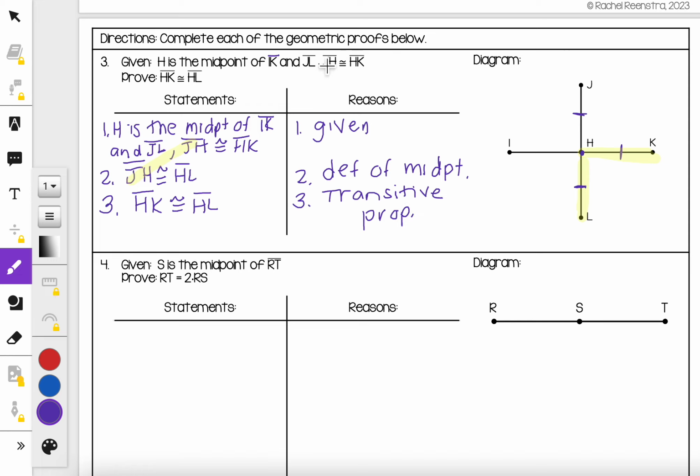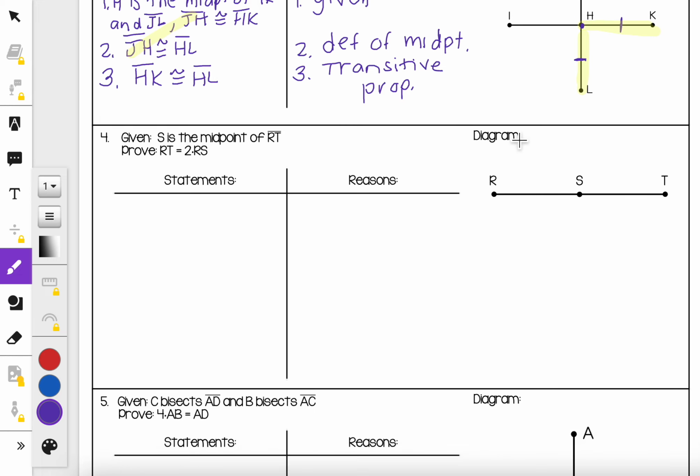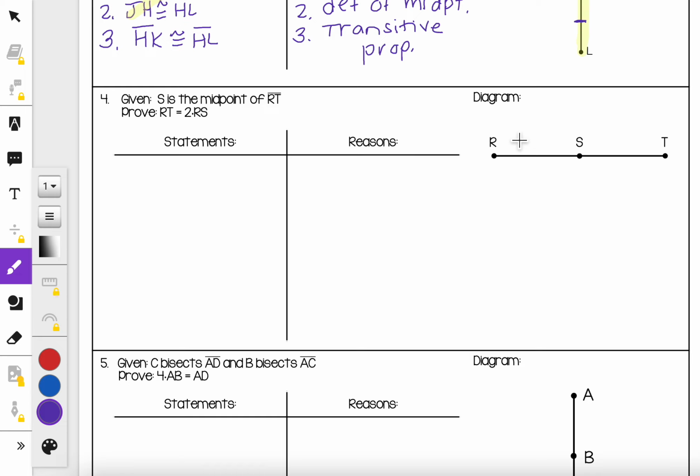All right, so this is one where we actually didn't need to use the segment addition postulate. This was just a nice transitive property proof. Okay, let's take a look at number 4 though. Number 4 tells us that S is the midpoint of segment RT. All right, so that's my given information. S is the midpoint of segment RT, and that is given.